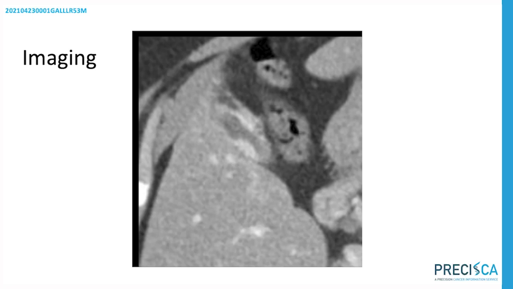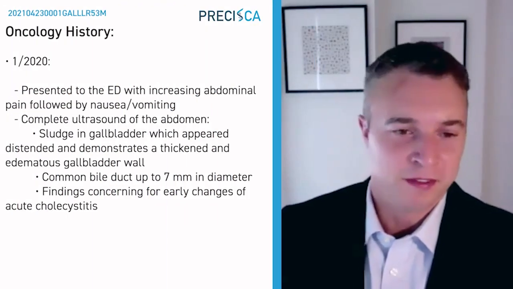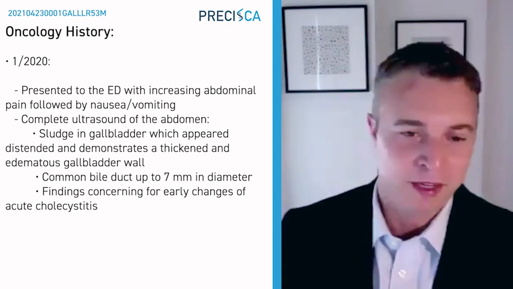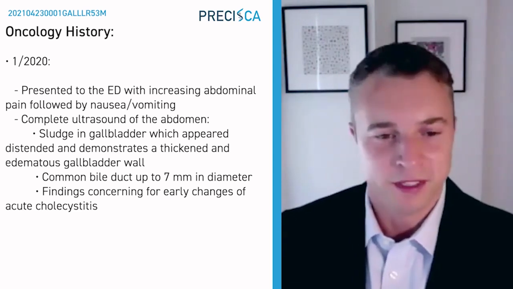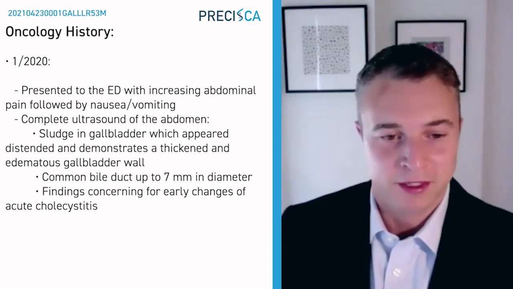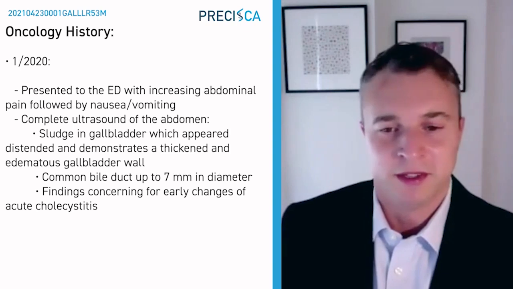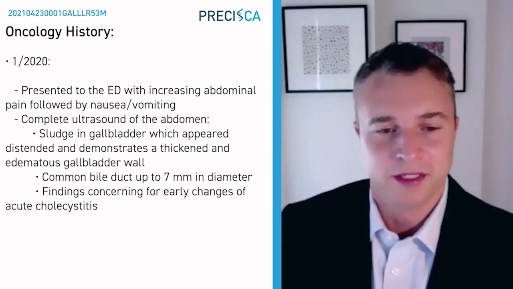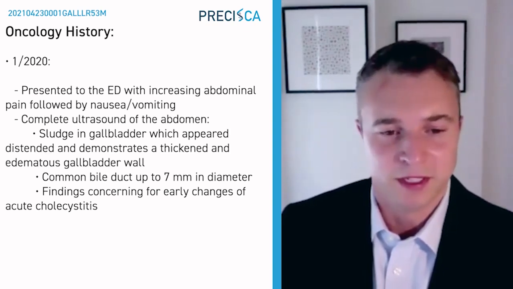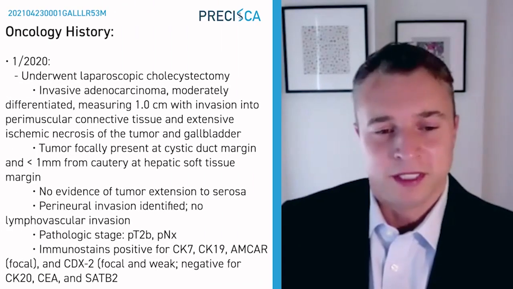Yeah, I think these ones are always tough and often come in through the emergency room very frequently. So here's a continuation of the oncologic history. Like many of our patients, this patient came in through the ED for this symptomatology. We saw the CT findings, and here's just to add some ultrasound findings demonstrating sludge and a thickened and edematous gallbladder wall, as was mentioned. The patient was taken for a laparoscopic cholecystectomy.